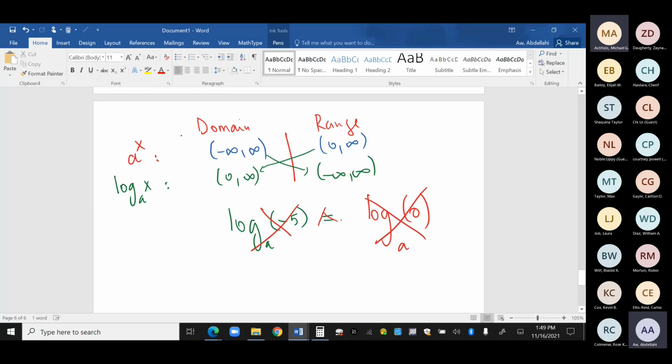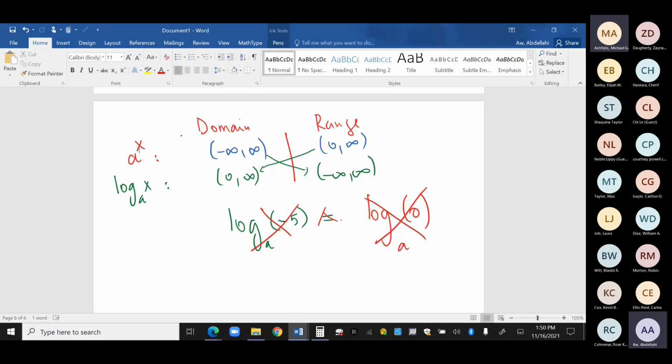Okay, they are undefined. So when we come back Thursday, we're going to learn how to navigate from log form to exponential form, and from exponential form to log form, vice versa. And then we're going to see how to solve logarithmic equations, how to solve exponential equations, etc.